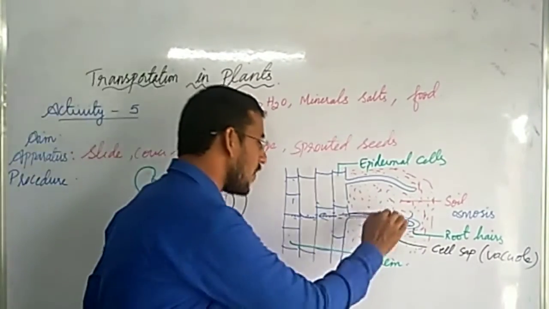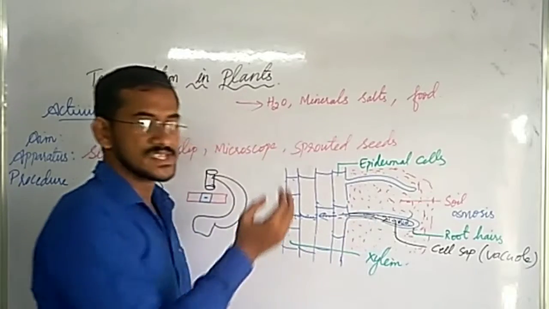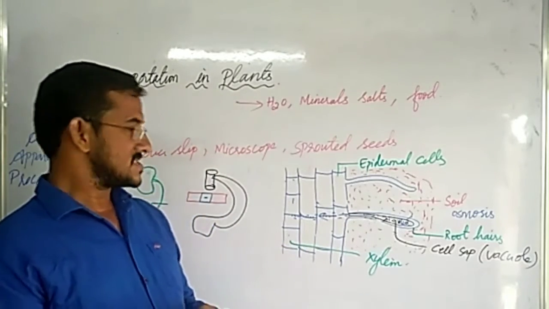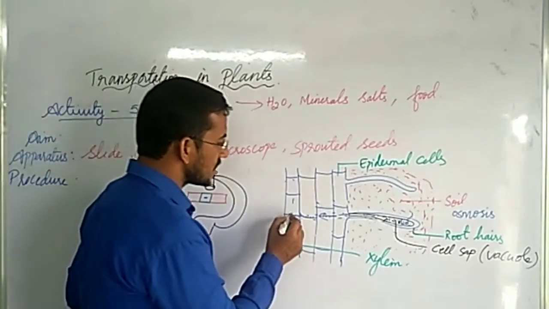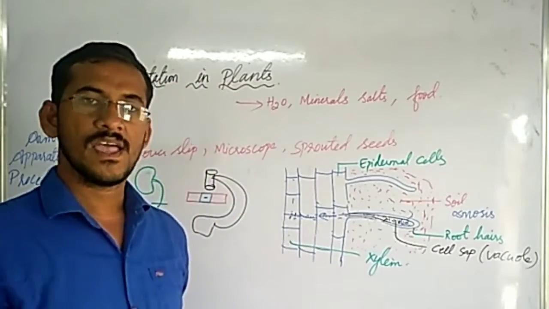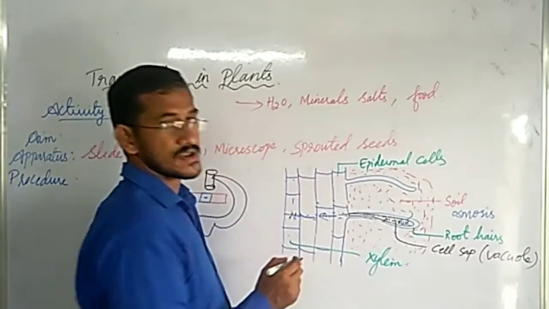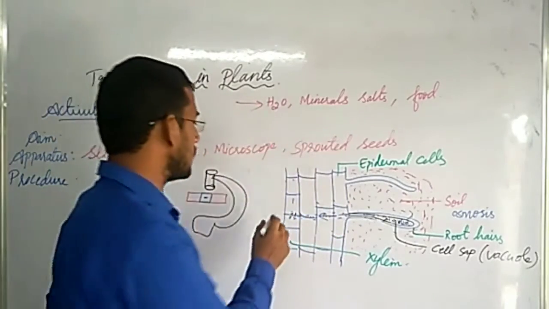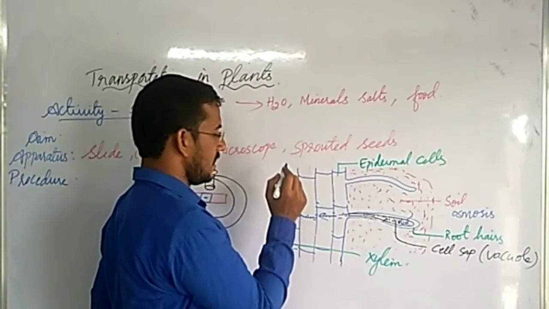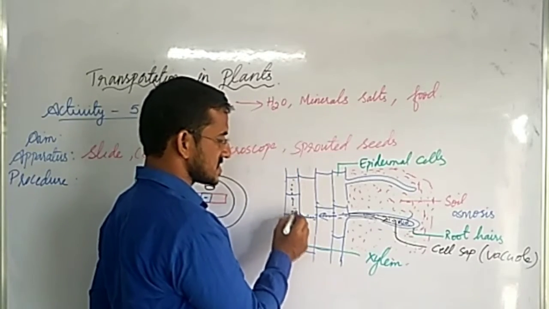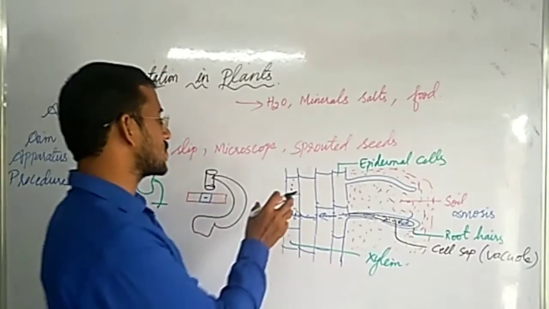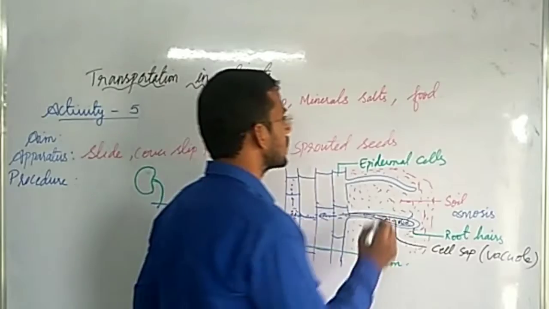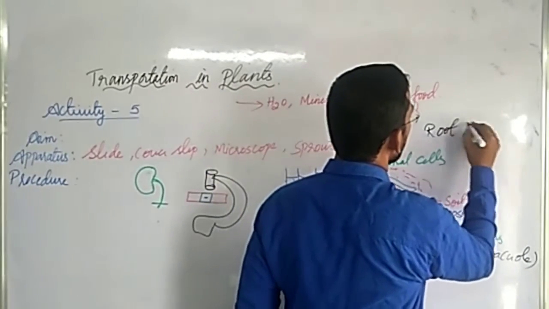As the water keeps coming into the xylem, what happens here? Pressure increases in the xylem. Due to this pressure, what happens? Water is pushed up in the xylem. Understood? So this pressure which is created in the xylem of the root is called root pressure. What do we call it? Root pressure.